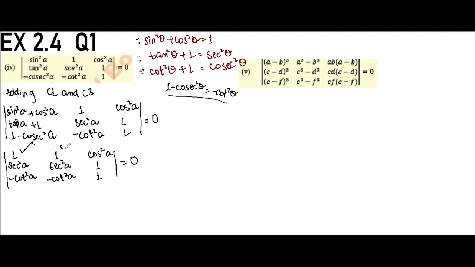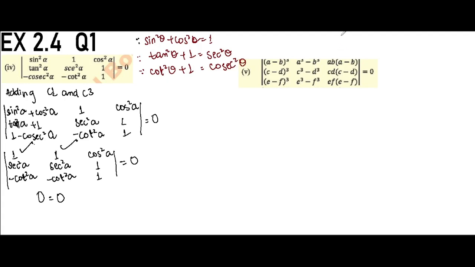As this column and this column are the same, 1, secant square a and minus cot square a is repeated over here as well. So this determinant is 0 and this is equal to the right hand side, and we have proved this part as well. Now coming to the fifth part, there are cube formulas over here and over here, and then we have these terms. So what we are going to do is open these cube formulas.